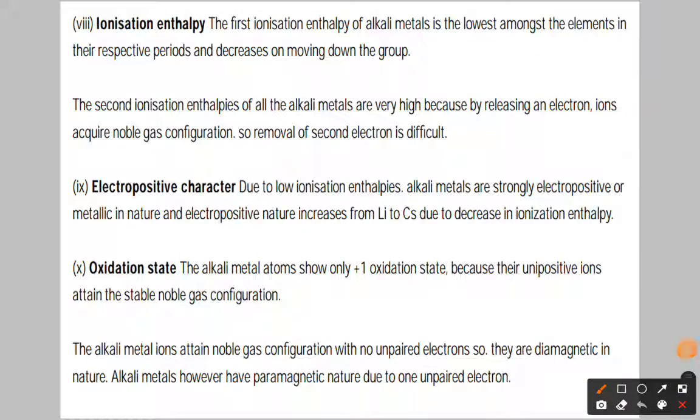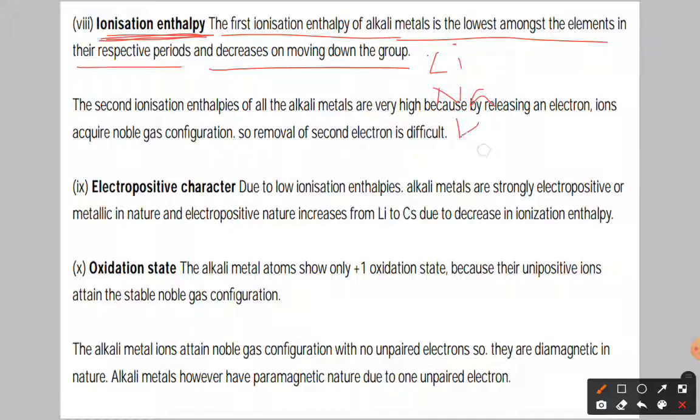Now let us discuss ionization enthalpy. As you know very well, ionization enthalpy means the energy required to remove the outermost electron from the gaseous neutral atom. Now here, the first ionization enthalpy of alkali metal is lowest among the elements in their respective periods and decreases on moving down the group. So as you know very well, lithium, sodium, potassium have the first ionization enthalpy. It means if you remove only one electron, it becomes Li plus. Now if you remove one electron, it becomes Na plus. It has less ionization enthalpy.